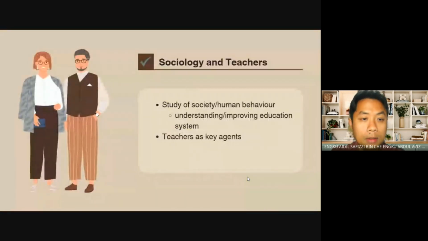I'm going to start the presentation first by sharing the general concept of sociology as well as teachers. Basically, sociology is the study of society as well as human behavior. Sociology plays a very significant role in understanding and improving the education system. The teachers act as key agents within the school environment, who can benefit from sociological insights in enhancing our teaching practices as well as in creating a more inclusive and effective learning environment.